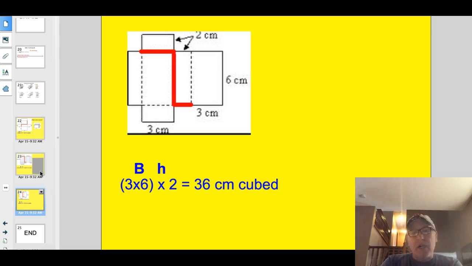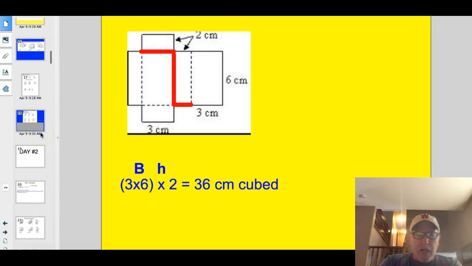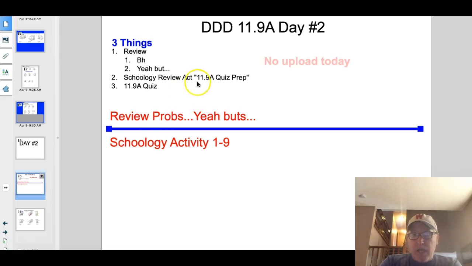All right, you'll be working on a Schoology activity today. It's the same activity for everyone. The activity is called 11.9a Quiz Prep. When you're done with those 9 problems there, you can go ahead and take the quiz. Remember, the quiz is timed. The quiz prep activity is not timed.